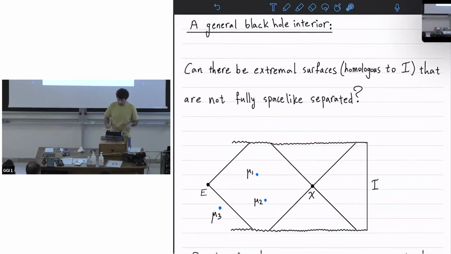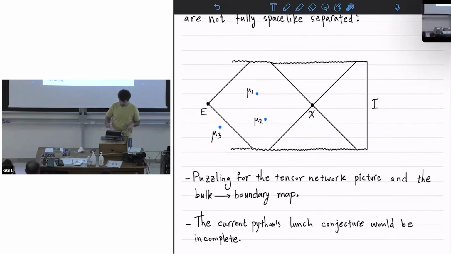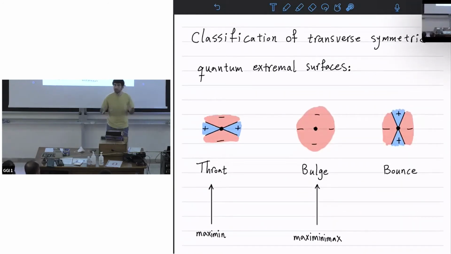But before that, I'm going to take a little detour and discuss the classification of quantum extremal surfaces that comes about naturally when thinking about this. I've been saying throats and bulges an inappropriate number of times. What are these? What classification do they belong to? It turns out there are naturally three classes of quantum extremal surfaces. For now I'm going to focus on spherically symmetric, or transverse symmetric, quantum extremal surfaces. These dots are all quantum extremal surfaces, and I have this time and space direction away from them.